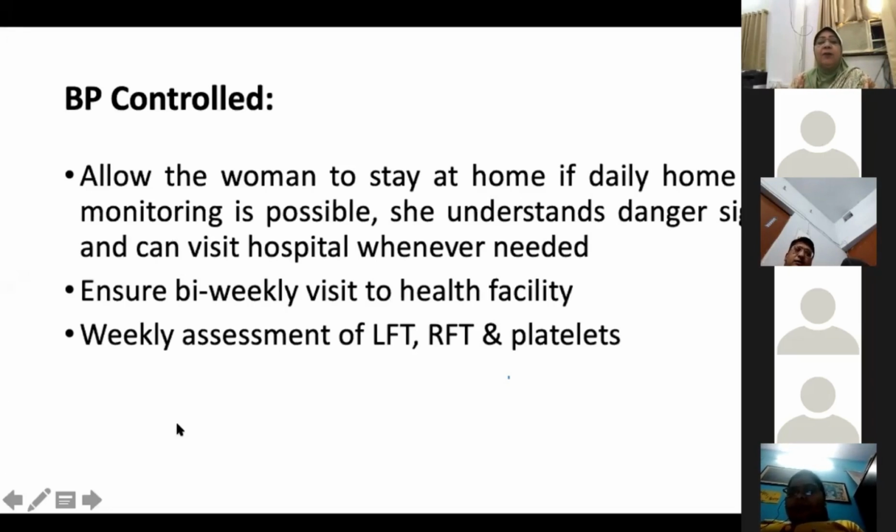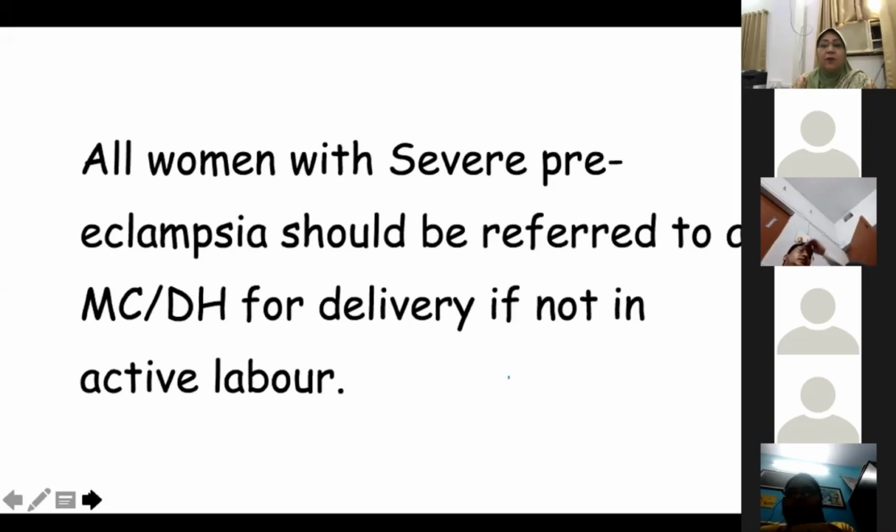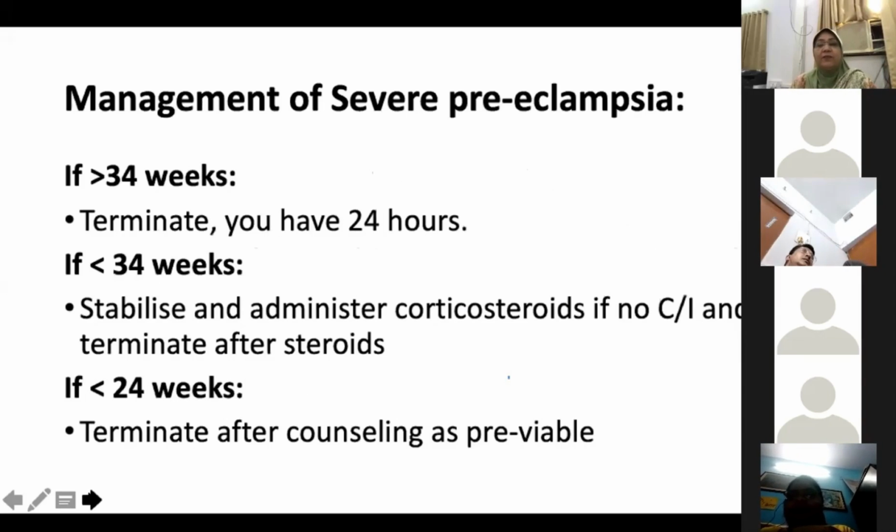Allow the woman to stay at home if daily home blood pressure monitoring is possible, she understands the danger signs, and can visit the hospital whenever needed. Ensure bi-weekly visits to the health facility and weekly assessment of these parameters. But remember, this is only when the blood pressure is less than 150 by 100. If blood pressure is not controlled, keep her in the hospital for monitoring or refer her to a district hospital or medical college for further follow-up. All women with severe preeclampsia should be referred to a medical college or a district hospital for delivery if not in active labor.